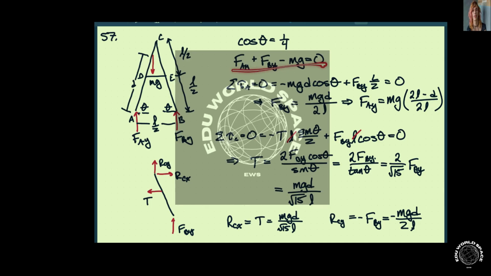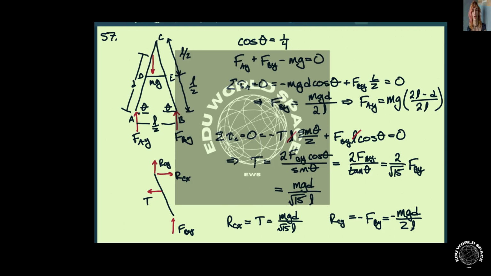So again, force balance in the vertical direction, moment balance about point A here. And we can see that F_BY is mgd divided by 2L. And then plugging that into here, we get F_AY is mg times, well, this is basically 1 minus d over 2L. So obviously mg minus this, so that these two things add up to the weight of the person.